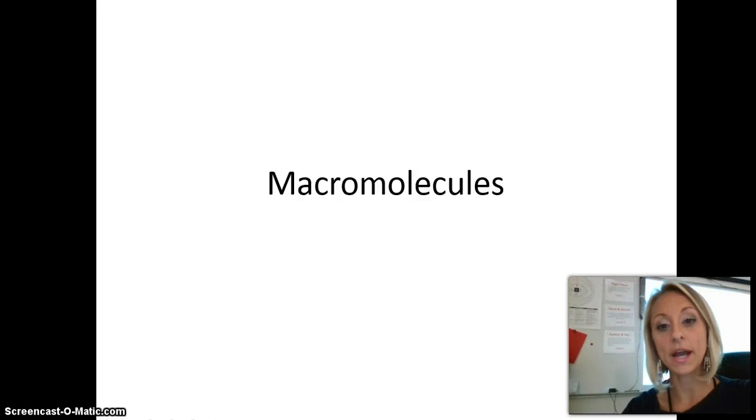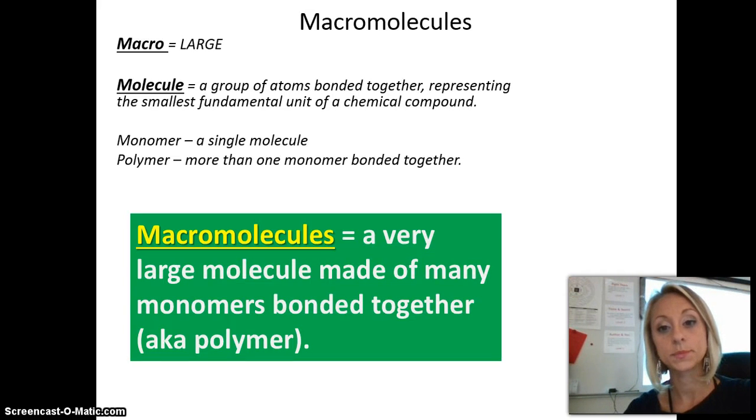Today we're going to talk about macromolecules. There's 4 macromolecules: lipids, carbohydrates, proteins, and nucleic acids. First, let's break down the word macromolecule. Macro means large, and a molecule is a group of atoms that are bonded together. So if we put the two words together, macromolecule just means a large molecule.